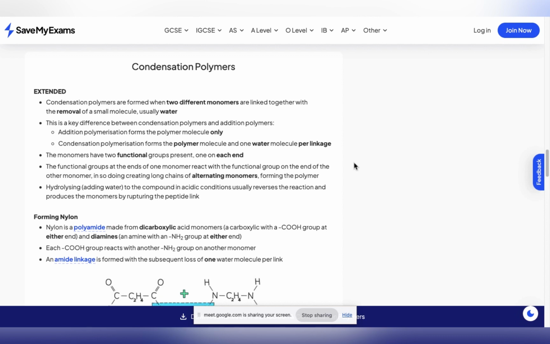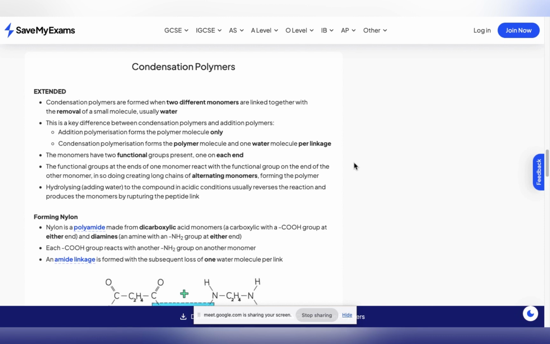Usually water, and sometimes hydrochloric acid, depending on the monomers. Now, this is a key difference. There is always a key difference between condensation polymers and addition polymers. We've itemized those differences. In addition polymerization, only one monomer continually adds to itself. And in condensation polymerization, two or more monomers come together to form a giant macromolecule.